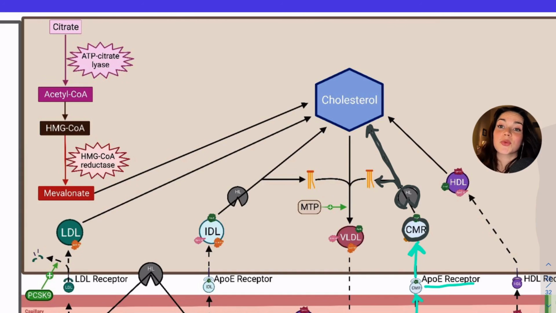We're actually going to start with some products that we've seen plenty of times before, your old friends from the TCA cycle.